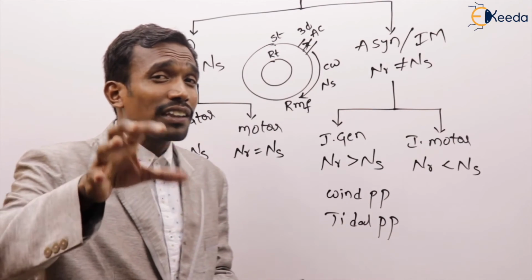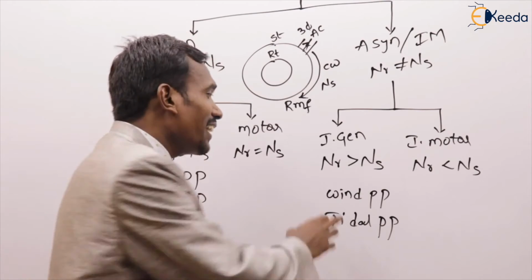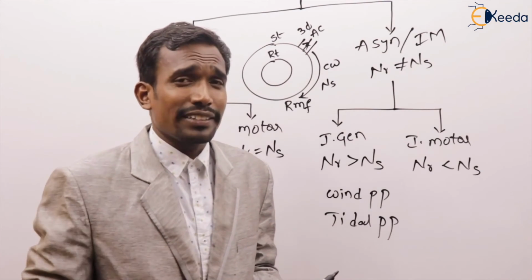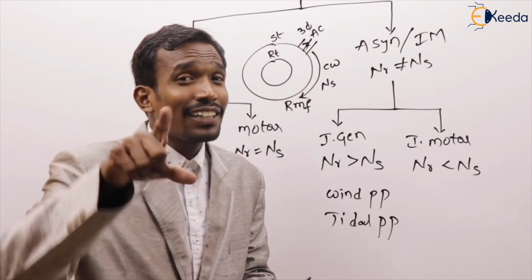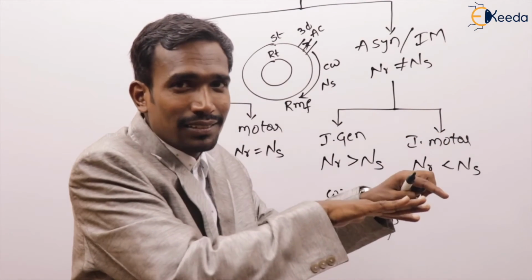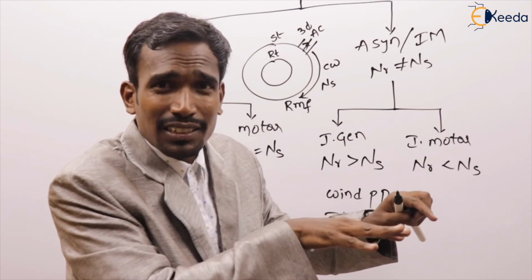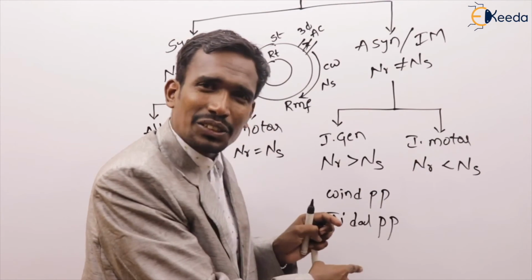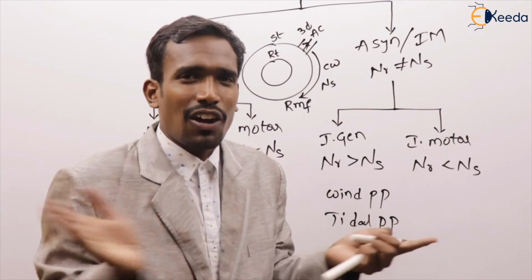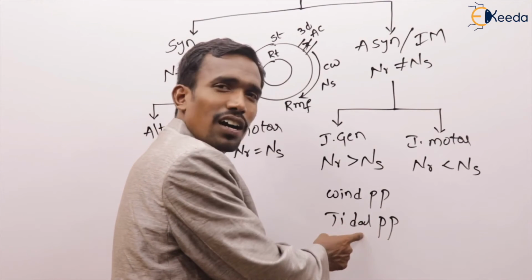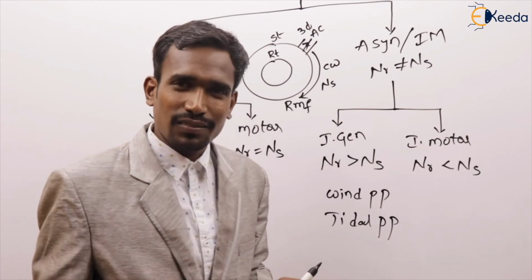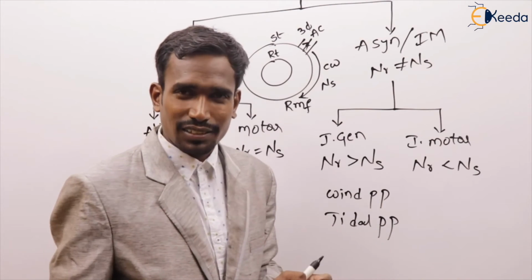Sir, why are we not using alternators here? In wind power plants, if we use alternators, what happens, sir? Already you told that alternators are used for constant speed. Is the wind speed constant? Is the tide's speed constant? Never. The wind speed is not constant. That's why in these power plants, we are using induction generators.